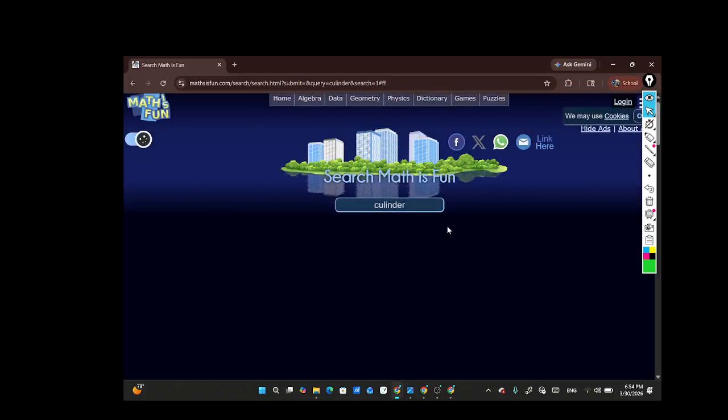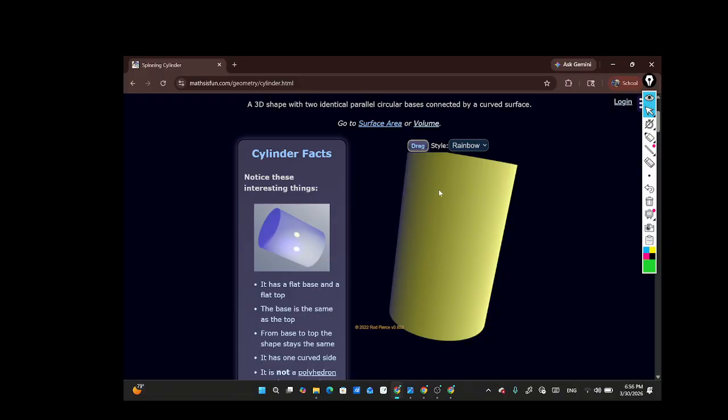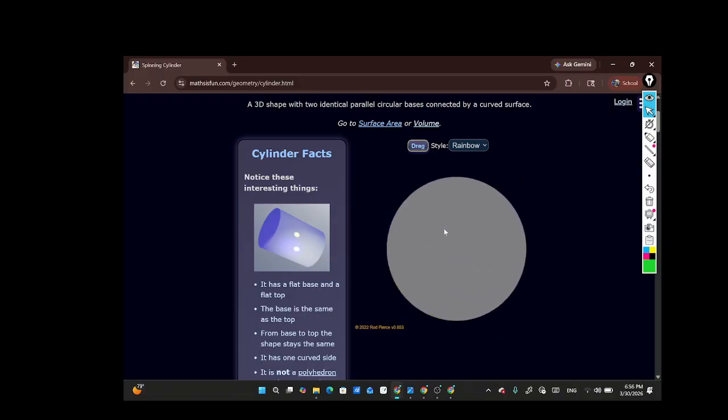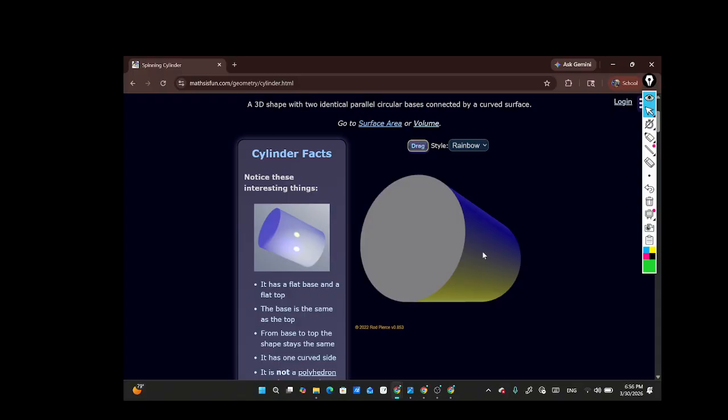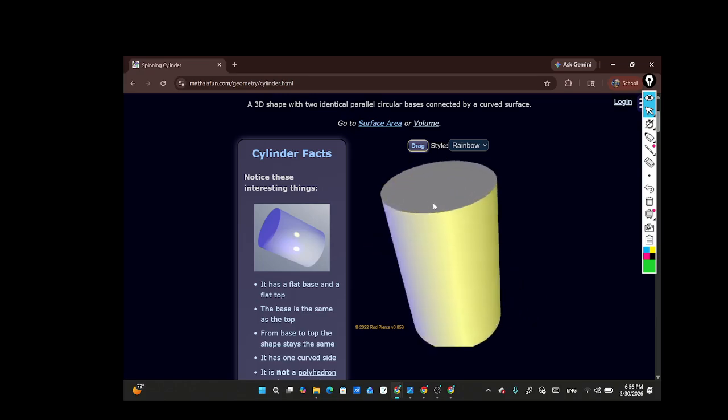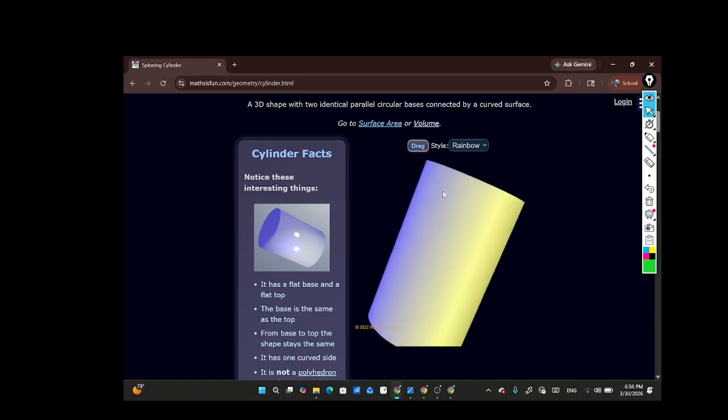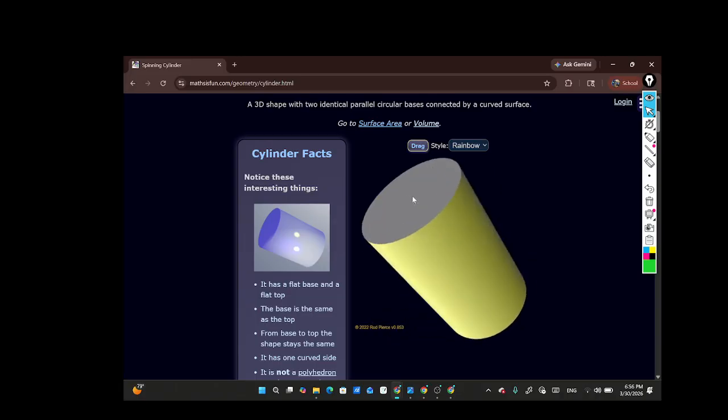Now let's find the cylinder. For the cylinder, we can see that it has 2 bases. This is the first base, which is a circular base, and the second base, which is also a circular base. So the cylinder has 2 bases, and here is the cylinder.